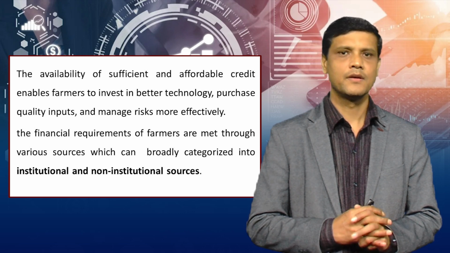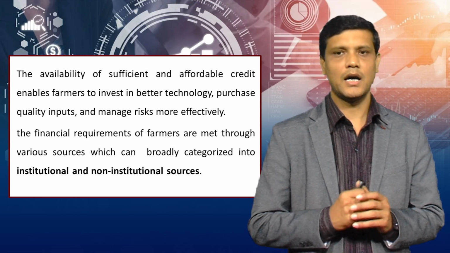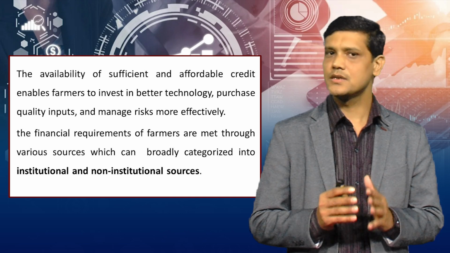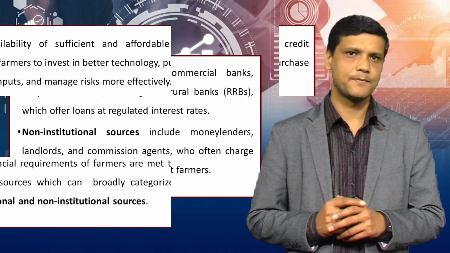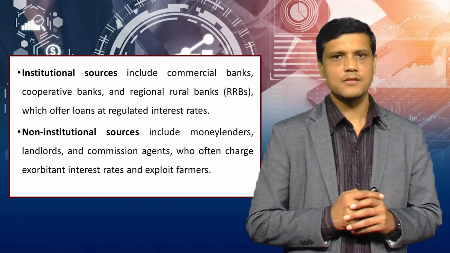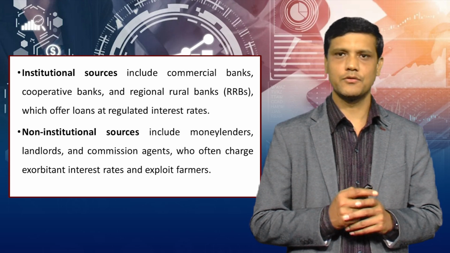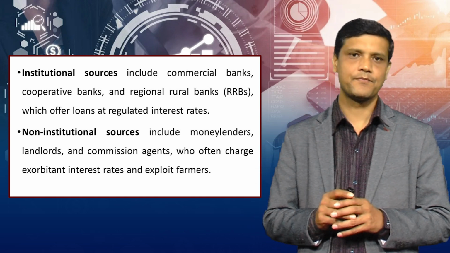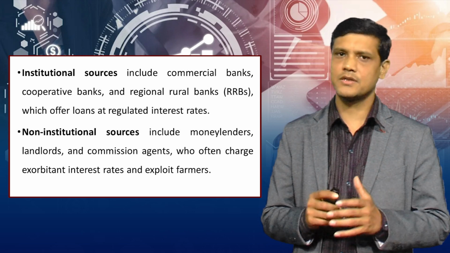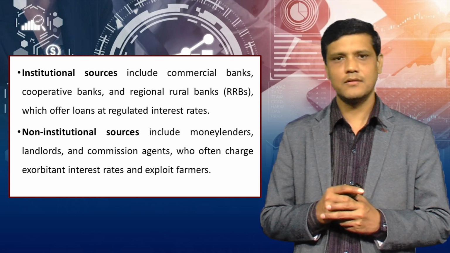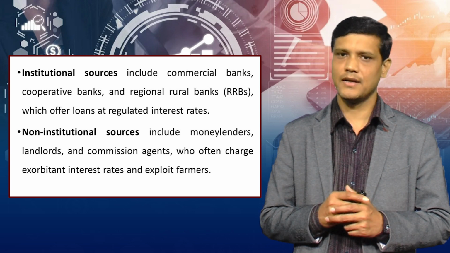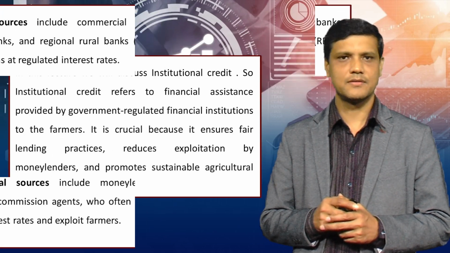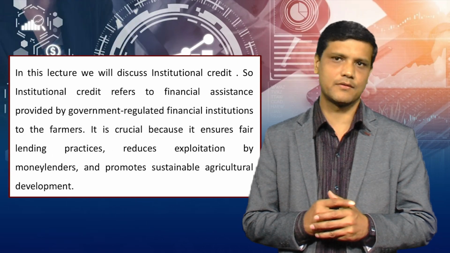more effectively. The financial requirements of farmers are met through various sources which can be broadly categorized into institutional and non-institutional sources. Institutional sources include commercial banks, cooperative banks, and regional rural banks, which offer loans at regulated interest rates. Non-institutional sources include moneylenders, landlords, and commission agents who often charge exorbitant interest rates and exploit farmers. In this lecture, we will discuss institutional credit.